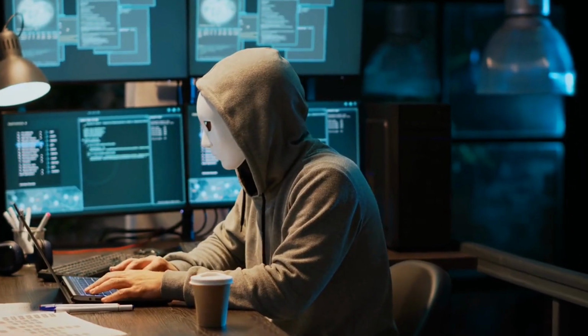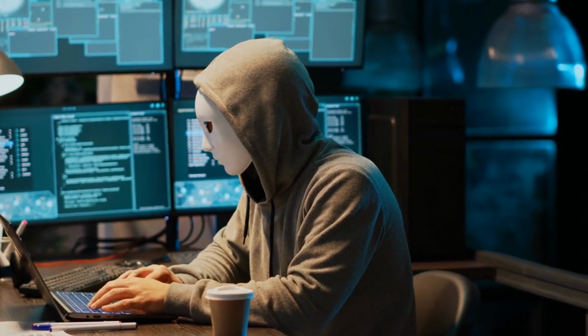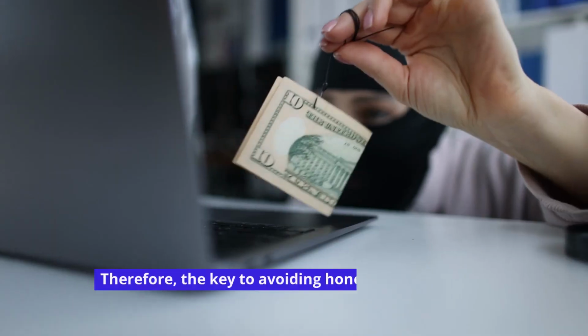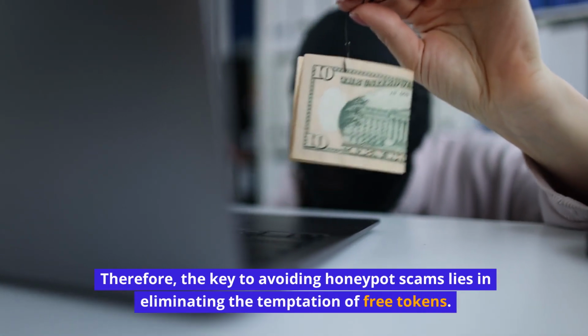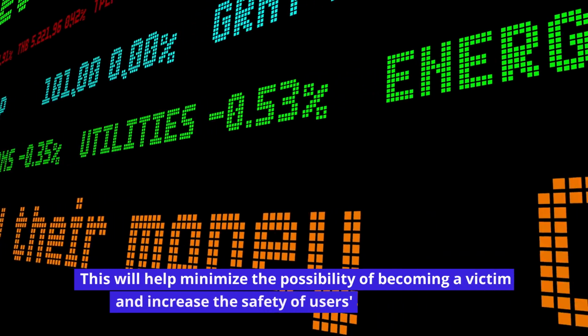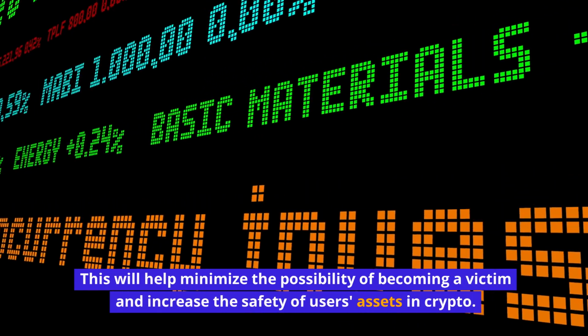Finally, a honeypot is a scam that targets users trying to exploit smart contract vulnerabilities and willingly deposit assets in the hope of getting free tokens. Therefore, the key to avoiding honeypot scams lies in eliminating the temptation of free tokens. This will help minimize the possibility of becoming a victim and increase the safety of users' assets in crypto.